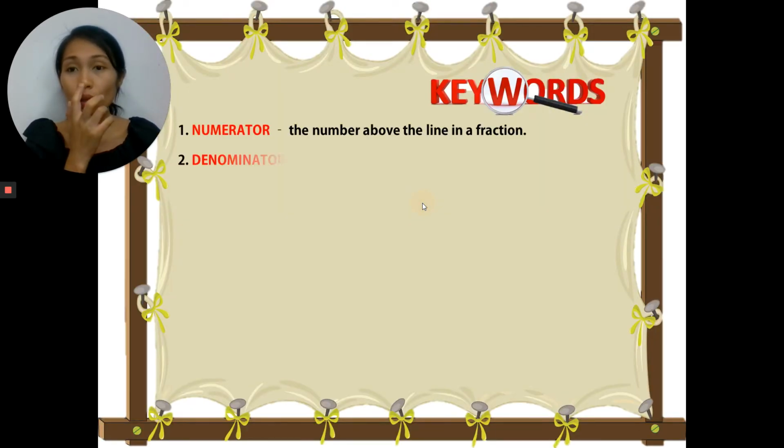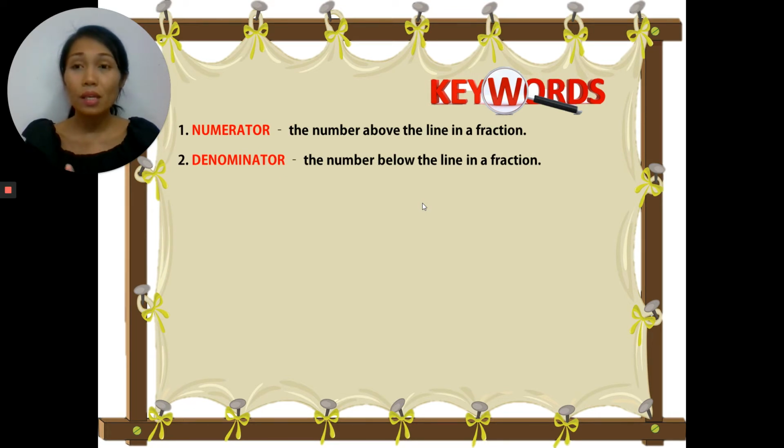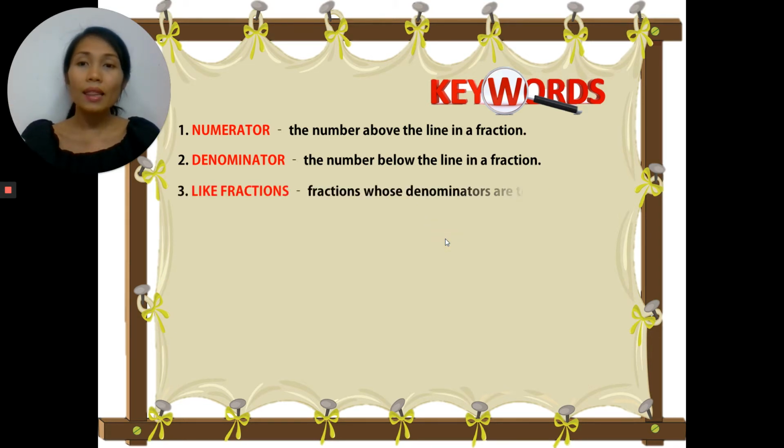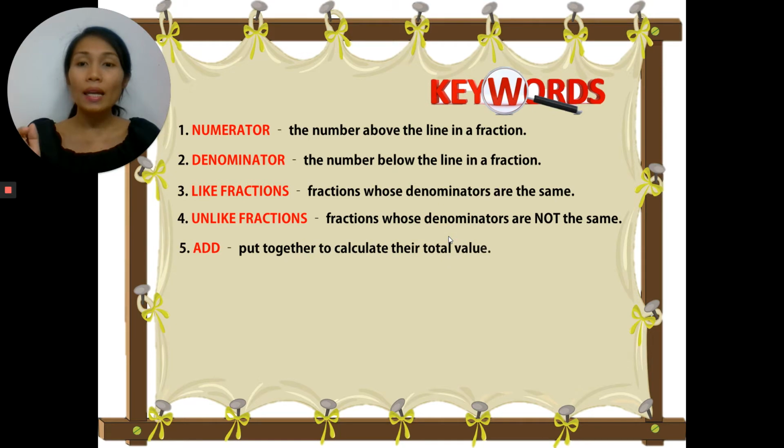Okay, the keywords that we're going to use, we've got the same keywords as we had last time since we have almost the same topic. Numerator, the number above the line of a fraction. Denominator is the number below the line. And like fractions, as I've said a while ago, are fractions whose denominators are the same. And unlike fractions are fractions whose denominators are not the same.